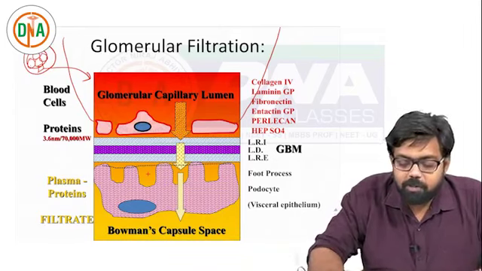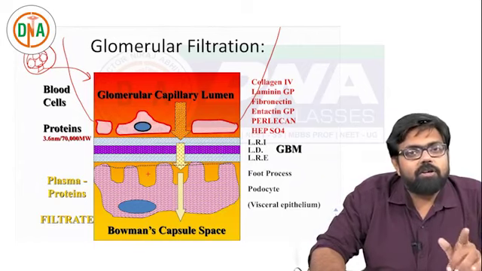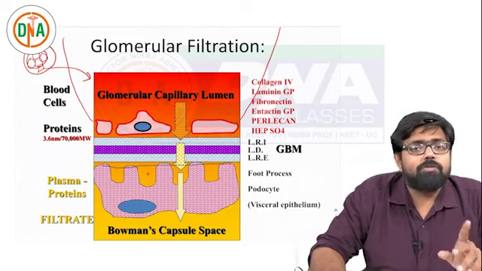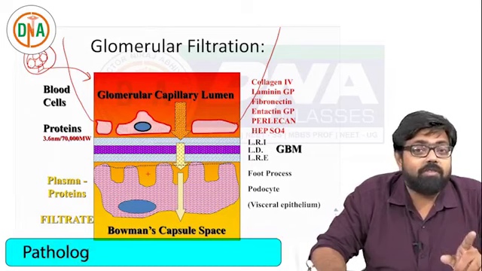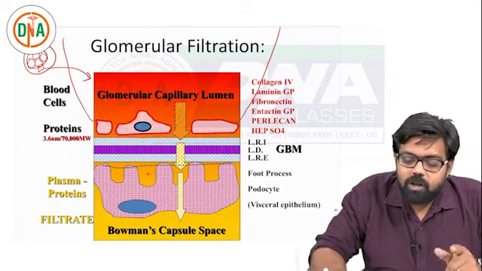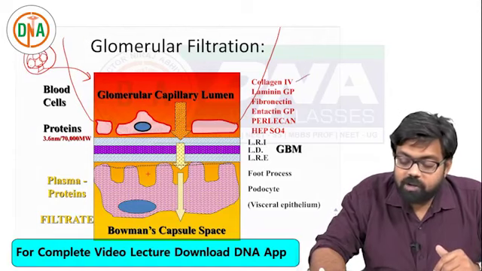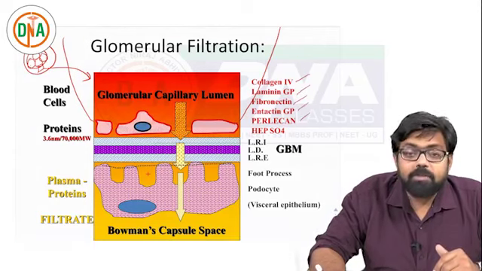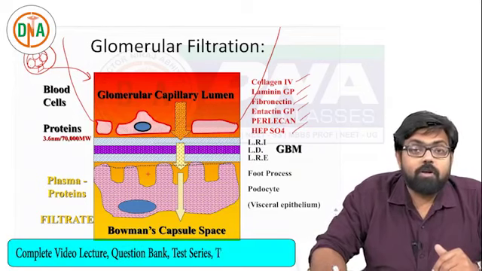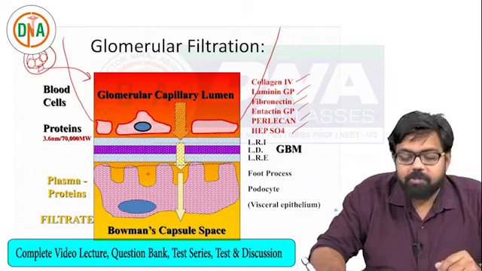We discussed the composition of the glomerular basement membrane: it is made up of type 4 collagen. Type 4 collagen again has alpha 1, alpha 2, alpha 3, alpha 4, alpha 5 and alpha 6. The most common trimer always will be alpha 1, alpha 2 and alpha 1. Other substances which form the normal glomerular basement membrane are collagen type 4, laminin, fibronectin, entactin, perlecan and heparan sulfate. So these are all the substances which build up the glomerular basement membrane.